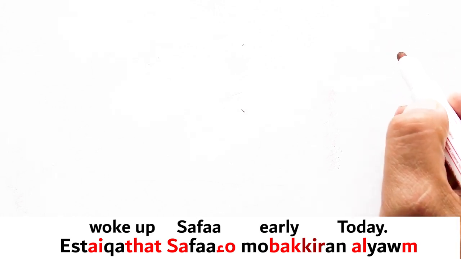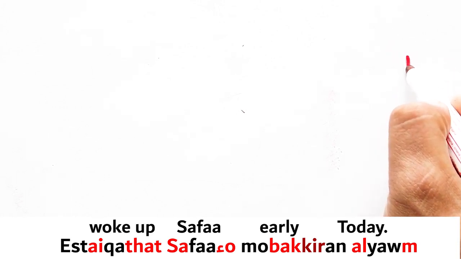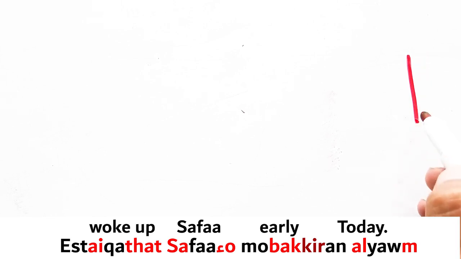The first word is استيقظت. Let's see. E. Pay attention. E. So I have this letter. This letter normally sounds like A, but pay attention. When you find this mark under, we call it kasra. So here it will sound like E. Okay, so E. And then I say S. So this letter sounds like what? S. I know. All of you know. It sounds like letter S.